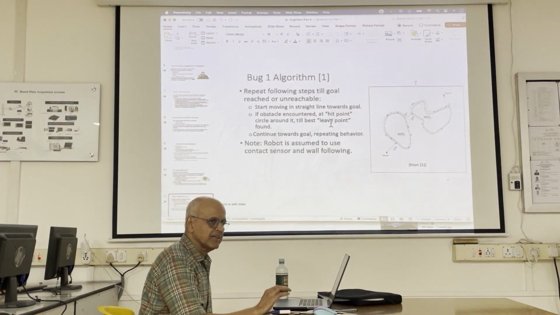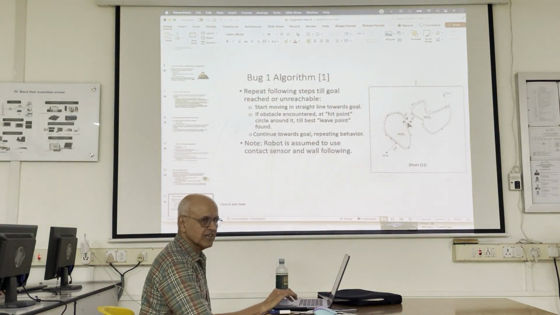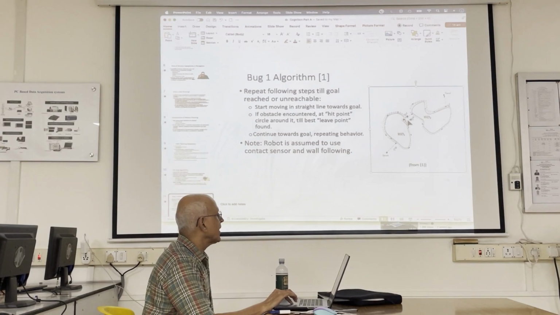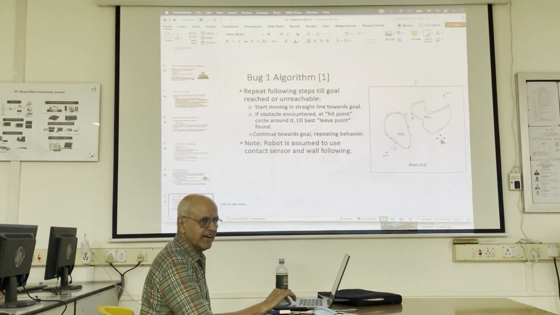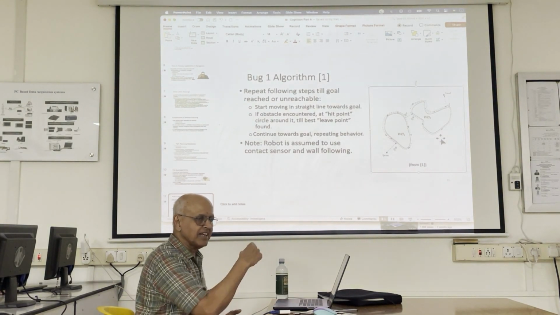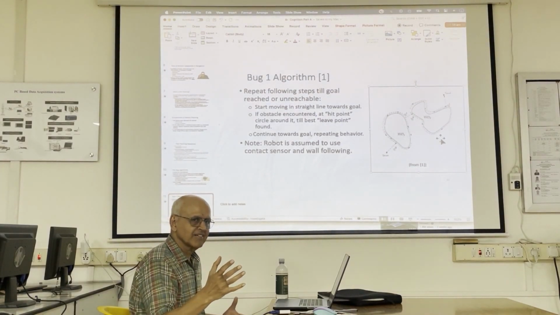Now, this would appear strange to you, but why did it come all the way around again? See, it went around, it didn't continue. It went all the way around again, and then it continues, right? Because there is no way, when you don't have a map, that you will know that this is the best leave point. What if this, let's call it an island, what if this island goes out this way and then comes back? Then the leave point will be here, right? Best leave point. So it doesn't know that until it does the whole island. Is it clear? Or rock.